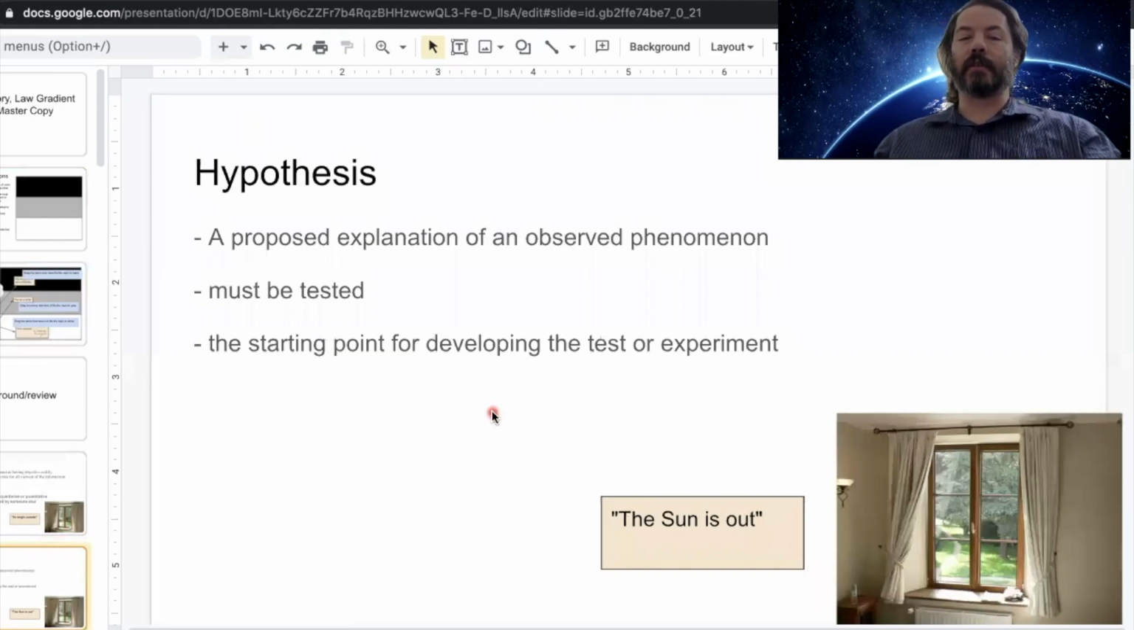A hypothesis is a proposed explanation of an observed phenomenon. It must be tested, and it's the starting point for developing a test. So we observe that it's bright outside, and our hypothesis is it's bright because the sun is out. It kind of answers the question of why is it bright? So the sun is out. That would be a hypothesis.